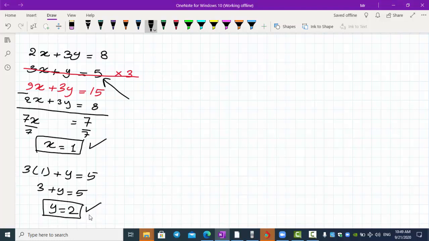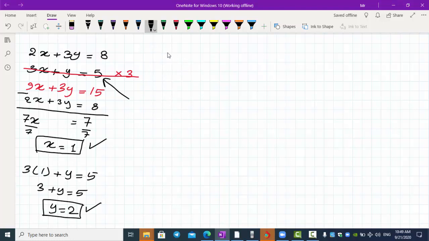Done. A quick way to check your answer: substitute 1 in place of x, substitute 2 in place of y, and see, will you get 8? 2 times 1 is 2, 3 times 2 is 6, 2 plus 6 is 8. So it's correct. This way is called elimination.